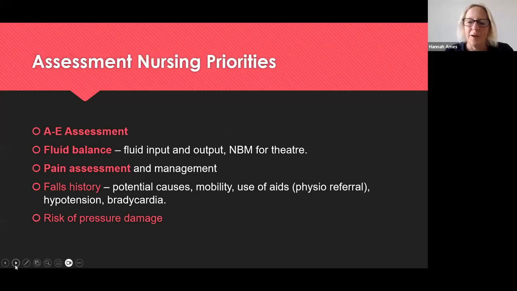So in terms of your A3 assessment and your assessment station, the same principles apply through all these APIEs.